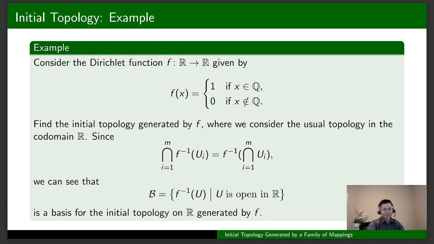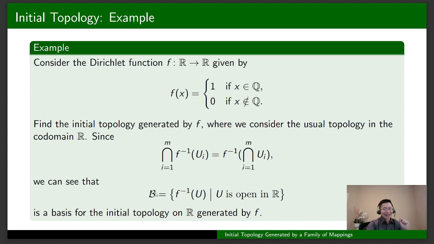And the question is: find the initial topology on R generated by f, where we consider the usual topology in the codomain R. Since the inverse images satisfy this nice property, we can see that this collection B given by f inverse of U, where U is open in R, is a basis for the initial topology on R generated by f. It follows directly from the previous theorem. So in order to determine this initial topology, we only need to find this basis.